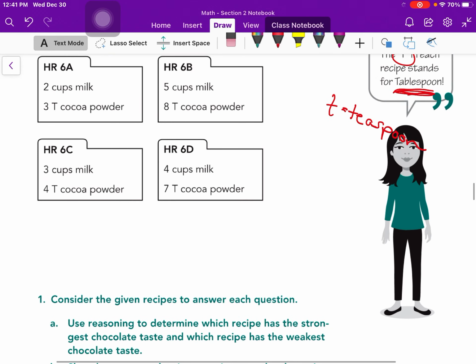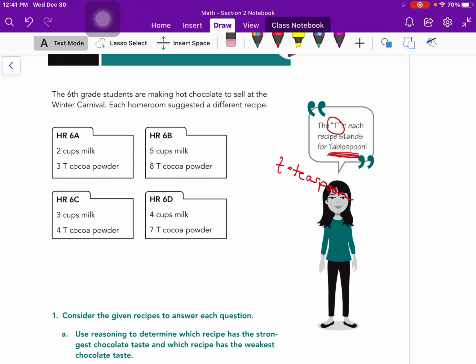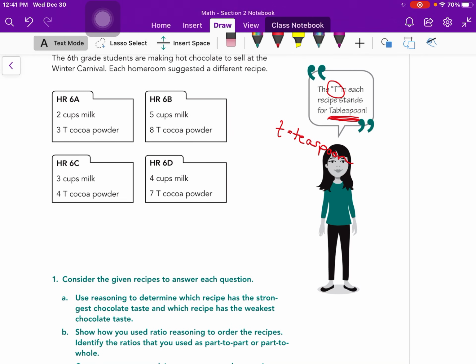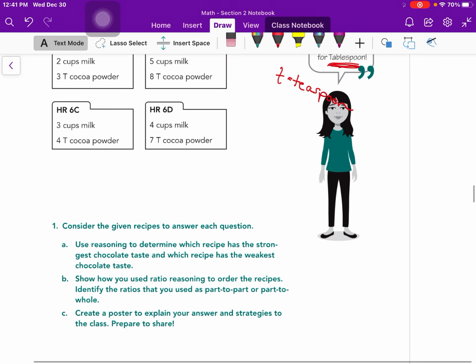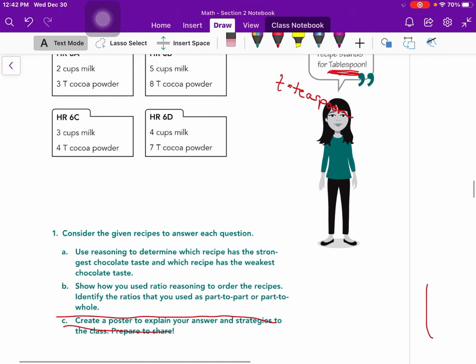All right. Consider the given recipes to answer each question. Use reasoning to determine which recipe has the strongest chocolate taste, which recipe has the weakest. Show how you use ratio reasoning to order the recipes. Identify the ratios that you used as part to part or part to whole. And create a poster. We're not going to be creating a poster, so we just have to do these first couple. So we have to decide which one's strongest, which one's weakest, and we're going to try to use some ratios as we do this.